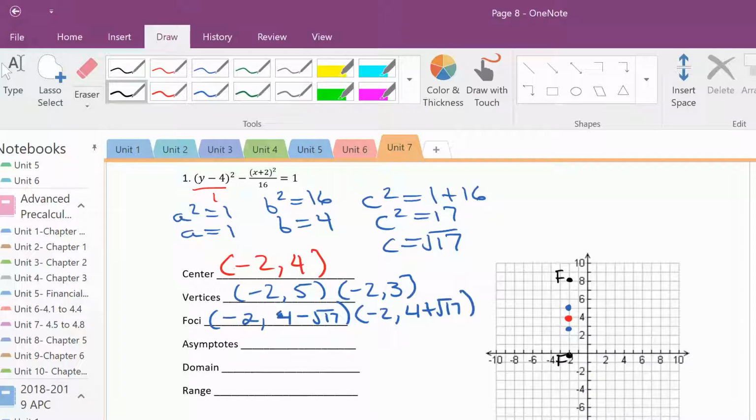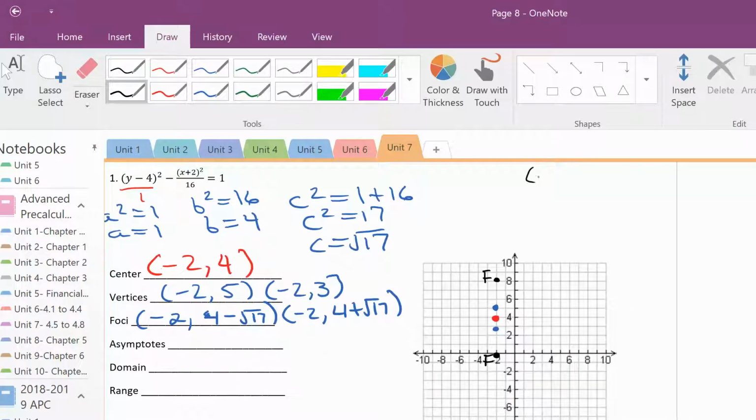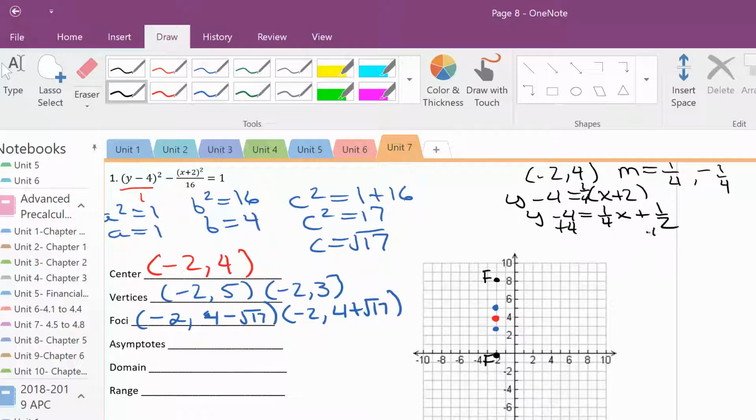The asymptotes, remember, we use the center, which is (-2, 4), and then we use the slope, and the y is 1, so the slope would be 1/4 and -1/4. So we write our equation of a line. So then we distribute. 1/4 times 2 is 1/2. And then we add 4, plus 4 and 1/2. x plus 4 and 1/2.